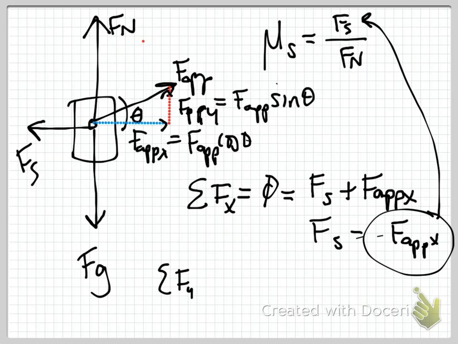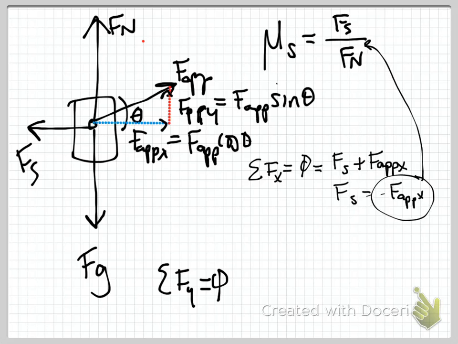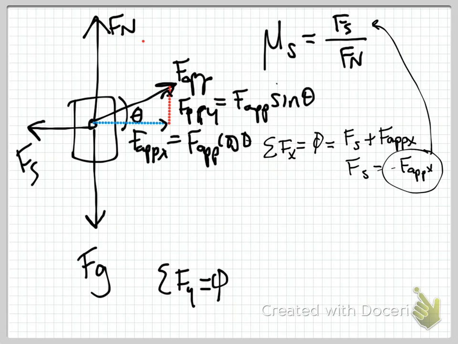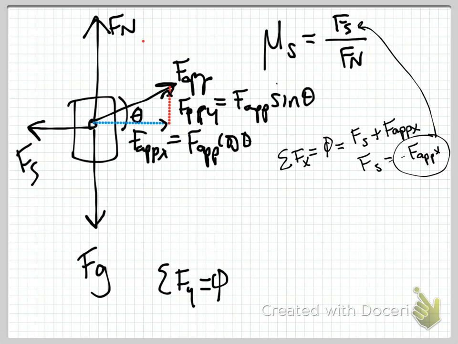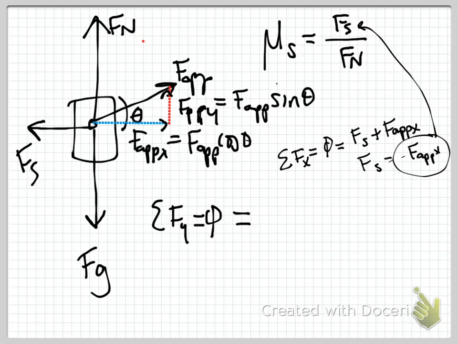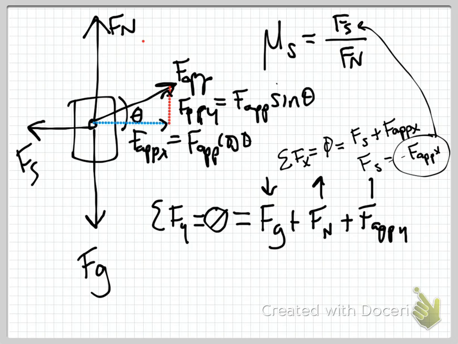On the y, it's a little bit trickier. And this is where the sign thing becomes a bit of a struggle. Let's get that up there. We know this is 0, and we know that what we have are the force of gravity, the normal force, and the force applied on the y. And we know this is down, this is up, and this is up.